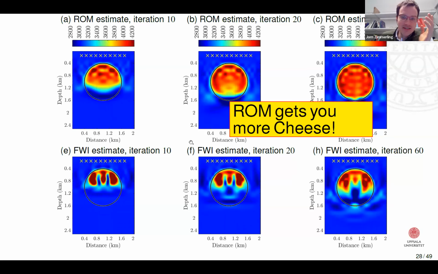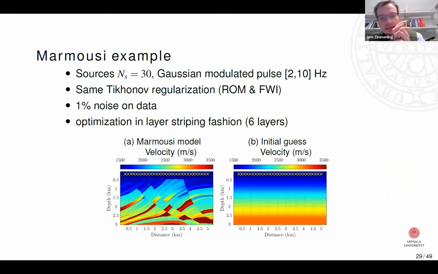But let's go on to some more difficult problems. Another test problem many people like to use is the Marmousi problem. So we're looking at the Marmousi problem with 30 sources and receivers, and again, the same type of modulated pulse. We again use exactly the same Tikhonov regularization for the reduced order model and FWI. To make it a bit harder, we add 1% noise on our data, and then we do optimization in this layer stripping fashion. So here we divide the medium up into 6 layers and feed the data that would have seen these 6 layers in one after the other.